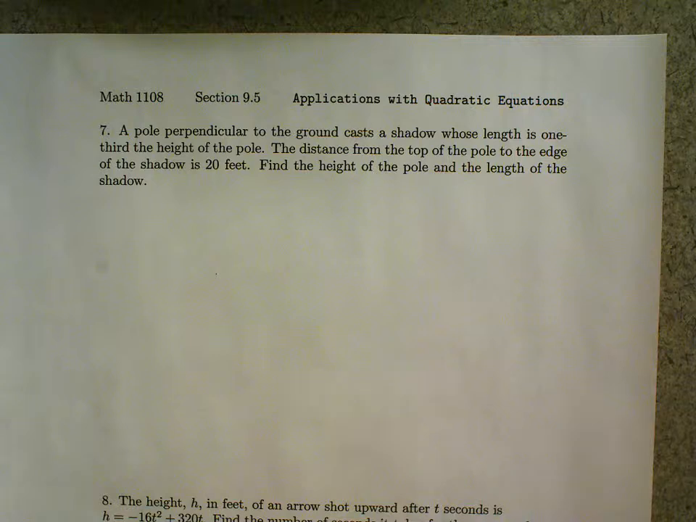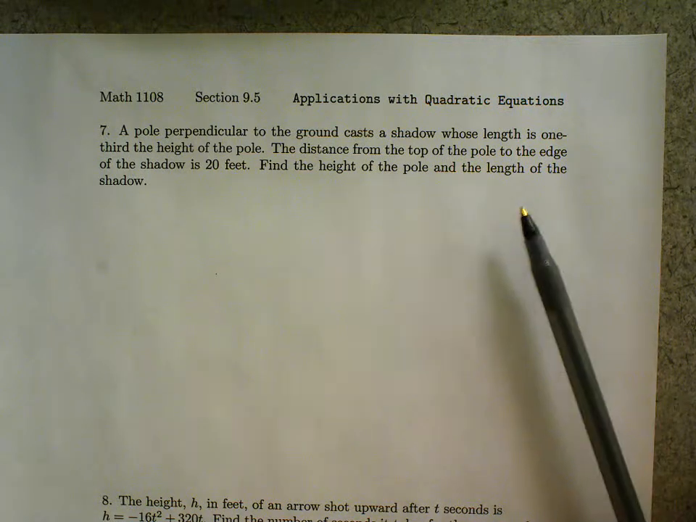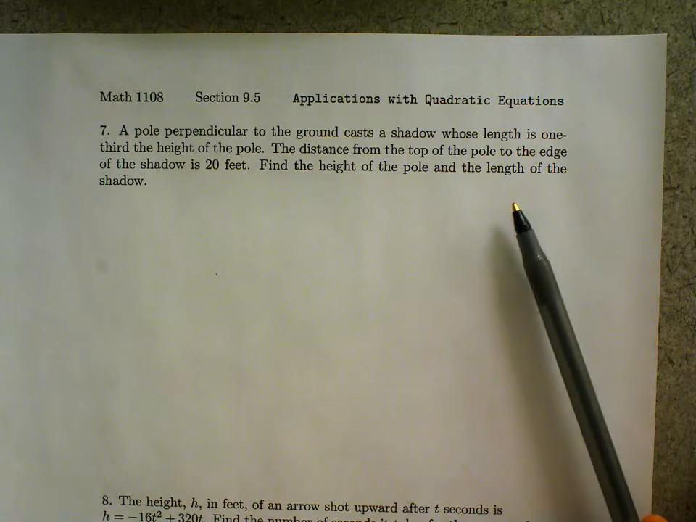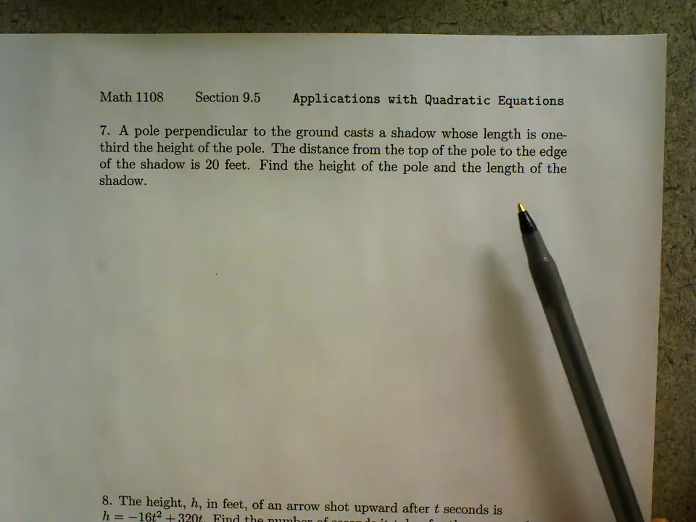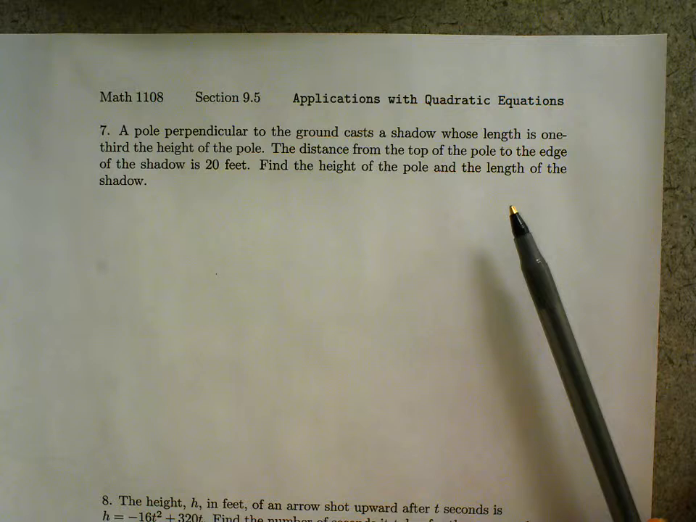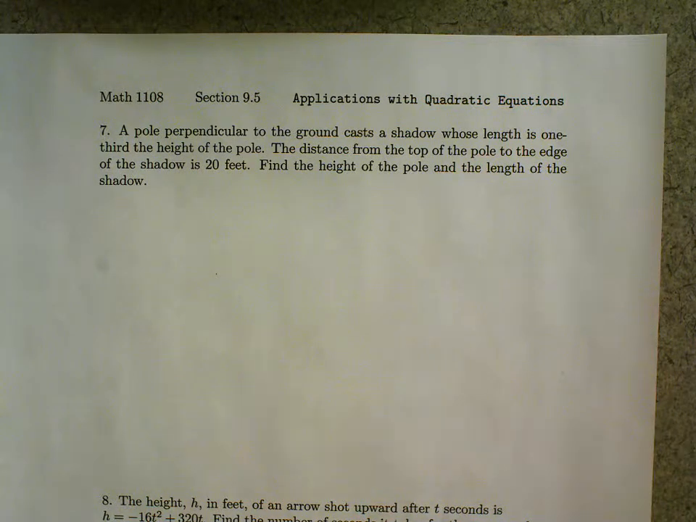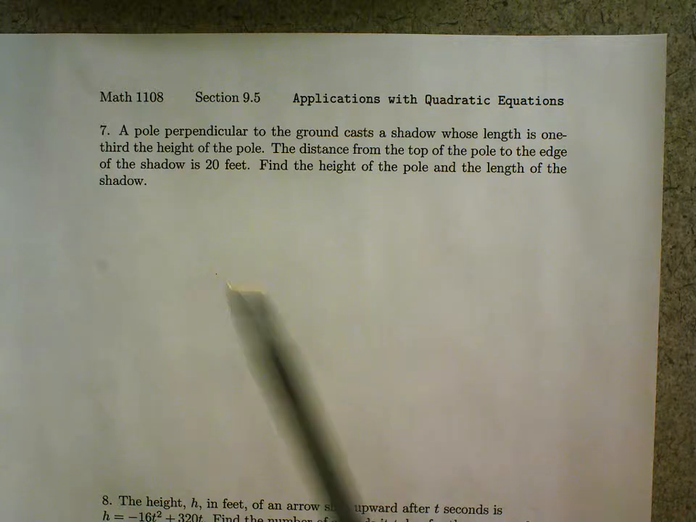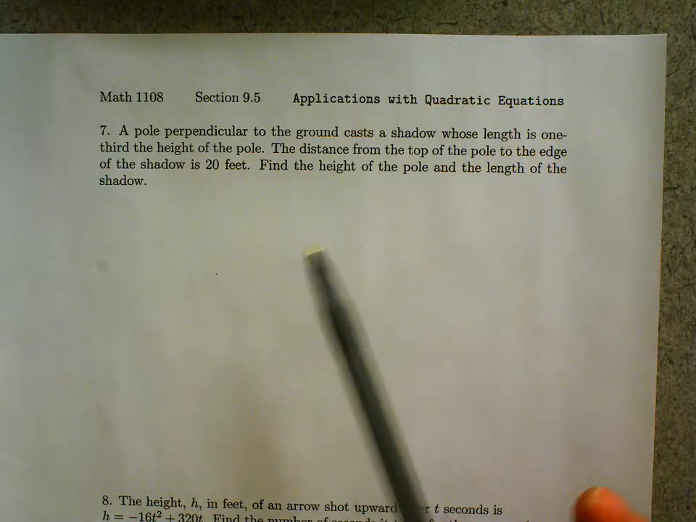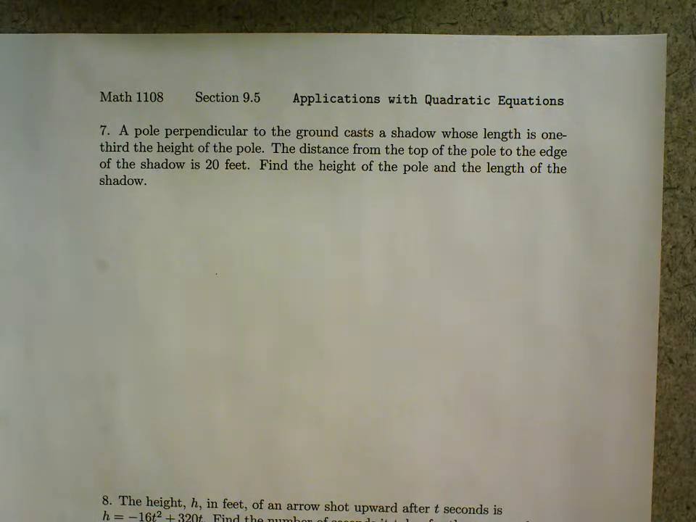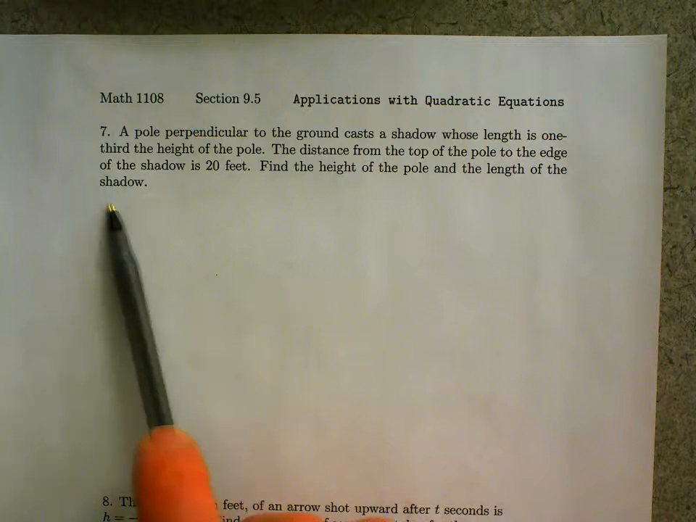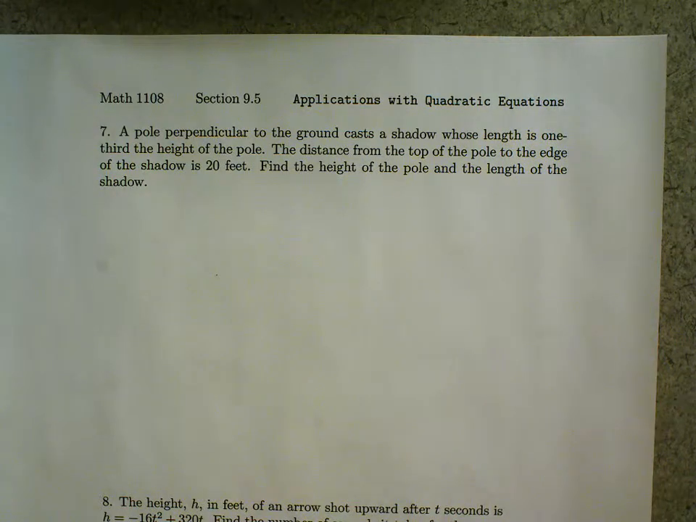I know what you're thinking. You're thinking, well, I can just measure the length of the shadow. So how could I possibly know the distance from the top of the pole to the edge of the shadow? Well, this is just an exercise in setting up equations. A lot of the problems, when you think about them, you probably wouldn't do in practice, but we're just learning how to set up equations and solve them.